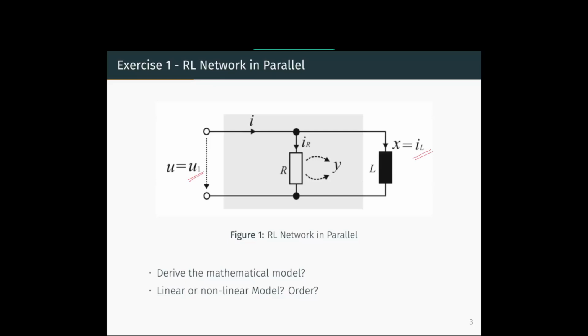To begin the modeling, we start with the basic laws. Consider this junction. The current entering the junction is I, and the current leaving the junction is IR and IL. Using Kirchhoff's current law, we write I equal to IR plus IL. Now what is IR, the current through the resistor? IR is equal to the voltage across the resistor divided by the resistance value.